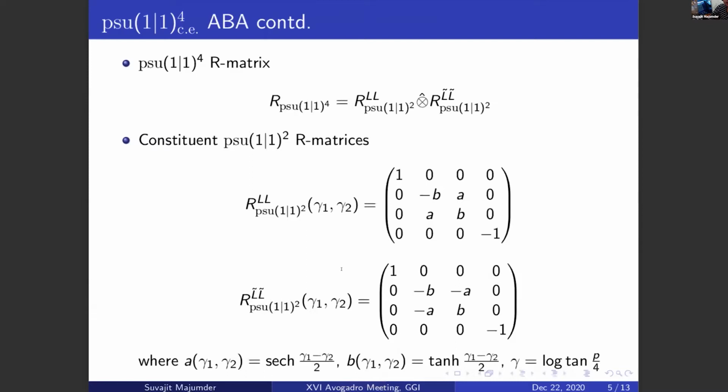Now we can write down an R matrix for the PSU(1|1)^4 as a graded tensor product of R matrices for the PSU(1|1)^2. And these components are like this, written in terms of spectral parameters in a very nice form. So this is a difference form result, so the entries are functions of the difference of the spectral parameters, which hints at the relativistic nature of these R matrices. And these variables are related to the usual momentum variables in this sense.